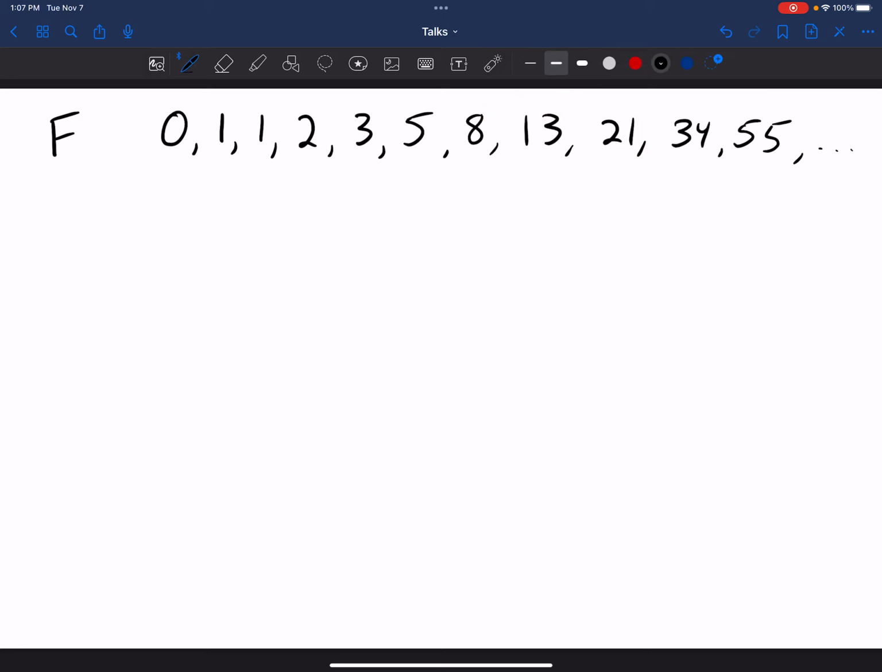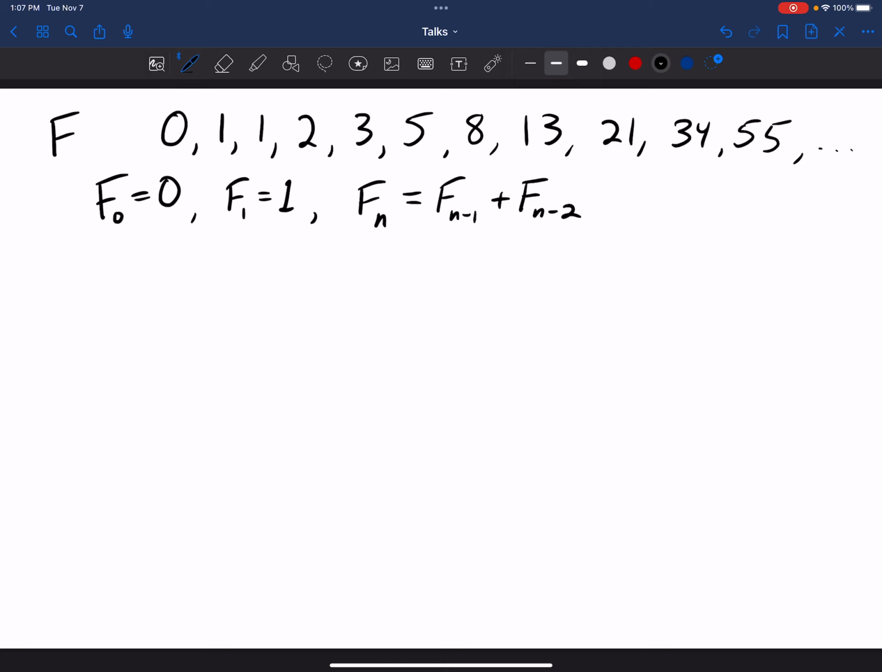Okay, so this is our Fibonacci sequence. And if we want to write it out as a recurrence relation, we would say that f0 was 0, f1 was 1. These are the base cases. And then fn is equal to fn minus 1 plus fn minus 2. That is our Fibonacci sequence.